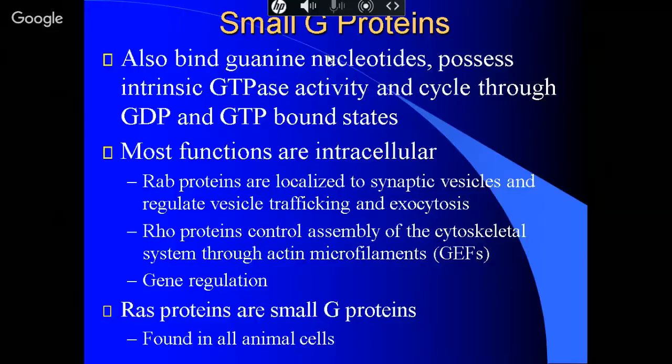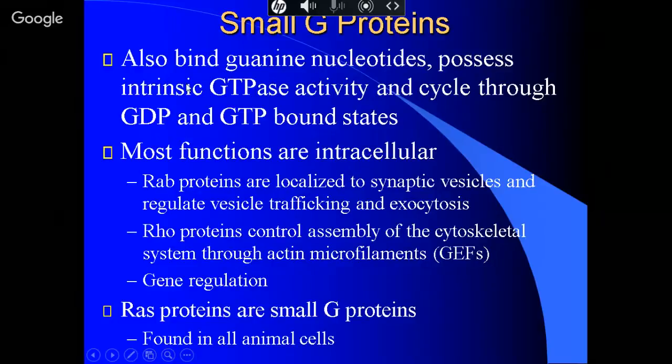But their function is at the intracellular side of the world, and they interact with intracellular membranes. So the proteins, which are extremely important, look at this, a RAS protein. You want to talk about cancer? Then you're going to talk about RAS. What is a RAS protein? Well, it's one of the small G proteins. So then we better understand these. And by the way, these only occur in animal cells. You don't even find them in plants.